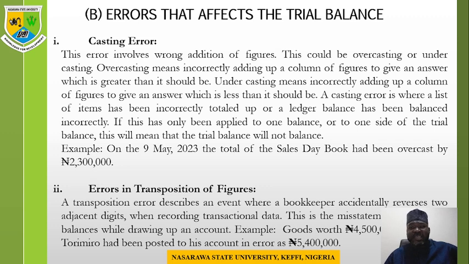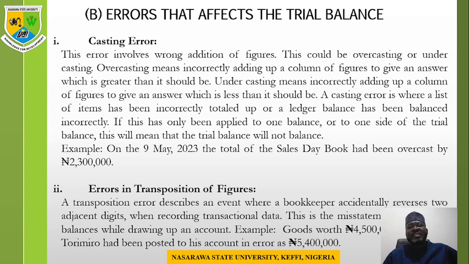It could be overcasting or undercasting. If you have overcasting, it means you have incorrectly added up a column of figures to give an answer which is greater than what it ordinarily should be. It becomes an undercast if you incorrectly add up a column of figures to give an answer which is lesser than what ordinarily it should be.